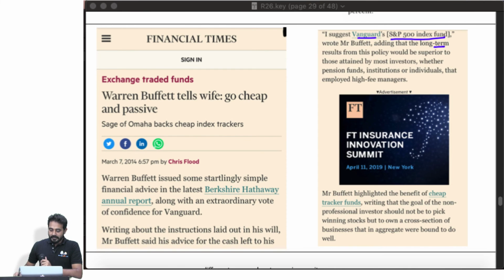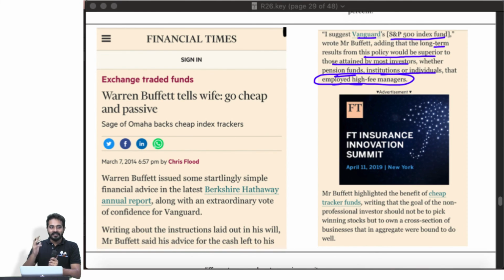Adding that long-term results from this policy would be superior to those attained by most investors, including pension funds, institutions, and individuals who employed high-fee managers. We've heard this multiple times. Warren Buffett has taken on a lot of big managers in the US. Right? He's criticized them and said that the fee they charge is not worth it. The 2% fee that is being charged.